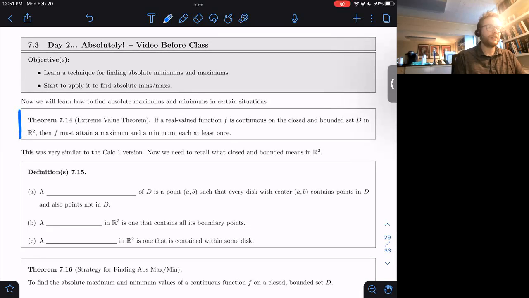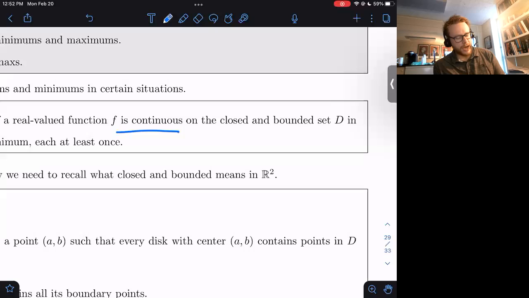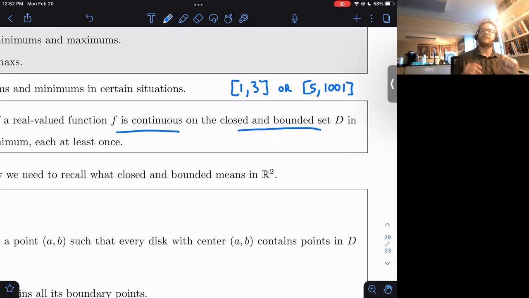Now, my claim is that we've had the extreme value theorem before back in our Calculus 1 days. However, back in Calculus 1, we needed f to be a nice continuous function on a closed and bounded set. Basically, closed and bounded in Calculus 1 just means that you need a closed interval not going off to infinity. So for instance, something like 1 to 3 would work perfectly fine, or 5 to even 1001. So long as it was closed, those brackets mean that it includes the endpoints, and that it doesn't go off to infinity, bounded, then we're good.